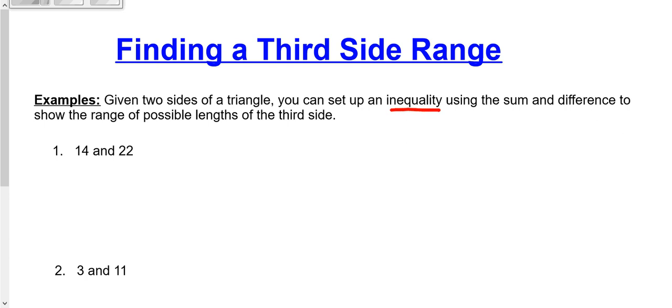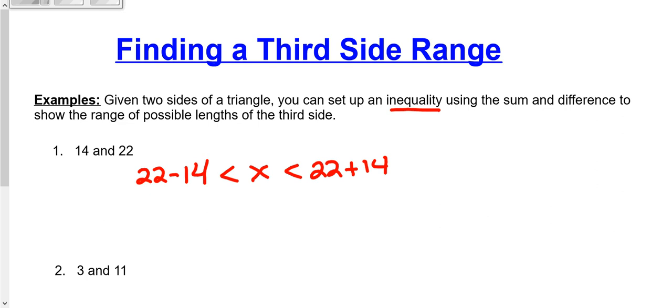Normally I set it up so that when I'm finished, the answer's already in its inequality form. The first thing you want to do is, on a compound inequality, the smallest value is always written to the far left. So 22 is the largest number, subtract the smallest number. Then we write our less than symbol, because it always goes in that direction. We put an x for our variable, because those are our possible third sides. Then less than, and then 22 plus 14.